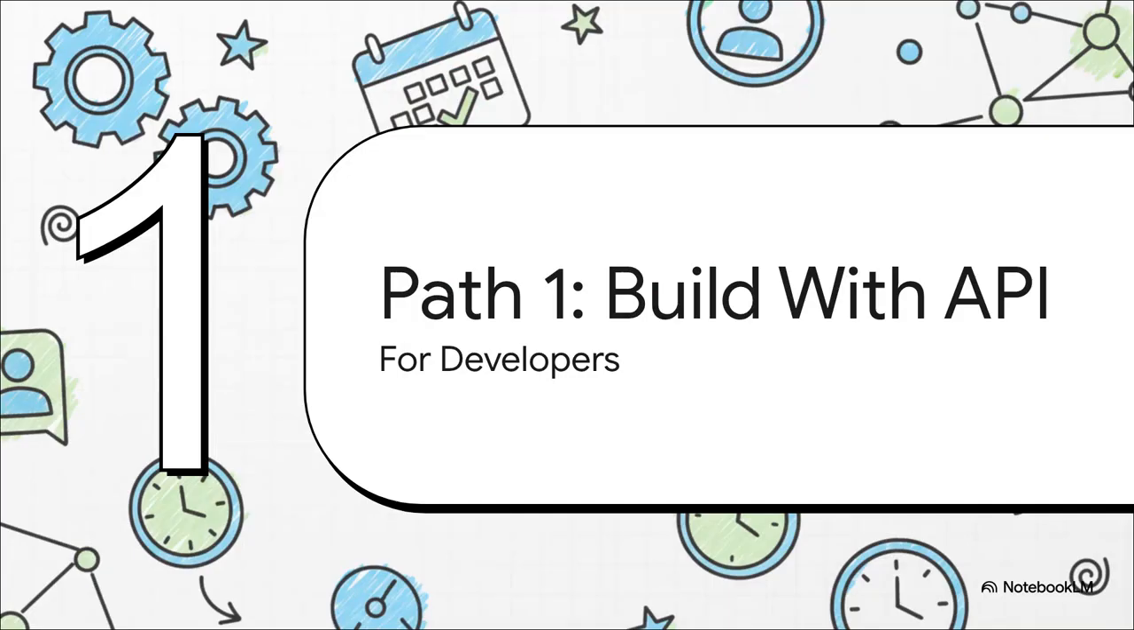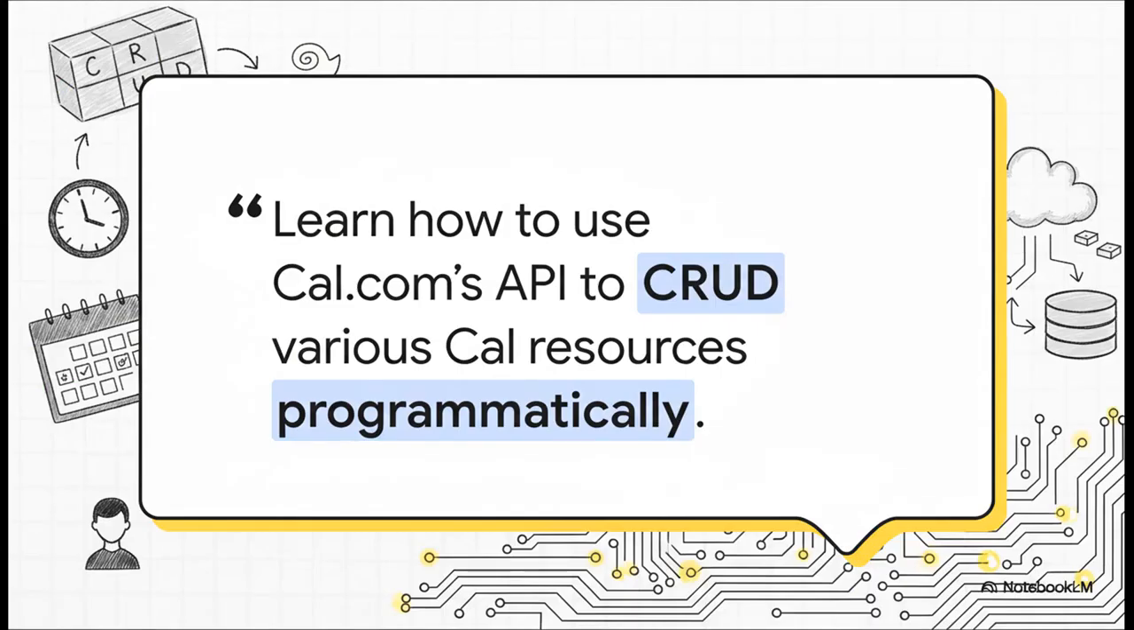First up, path number 1. This one is for all the developers out there. For anyone who sees a cool service and immediately thinks, how can I plug this into my own app? Well, the answer is the API. Now, this quote is pulled straight from the developer documentation, and the language is super important. When it says you can CRUD resources, that's developer speak for create, read, update, and delete. It means you get programmatic control over everything: bookings, users, availability, the whole shebang. This is the language of deep integration.